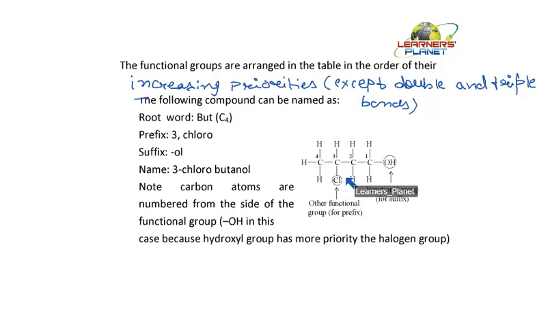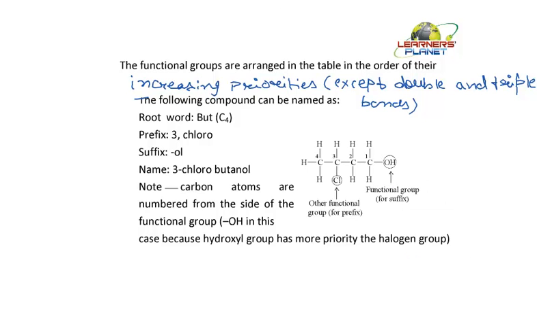Then what about the other substituents? That will be named as a prefix. So this prefix is chloro, and apart from that you also have to add the number. So that is 3-chloro. Now what will be its name? 3-chlorobutanol. I hope this is clear to you. When you practice more, it will be more clear. So the carbon atoms are numbered from the side of the functional group, OH in this case, because the hydroxyl group has more priority than the halogen group.